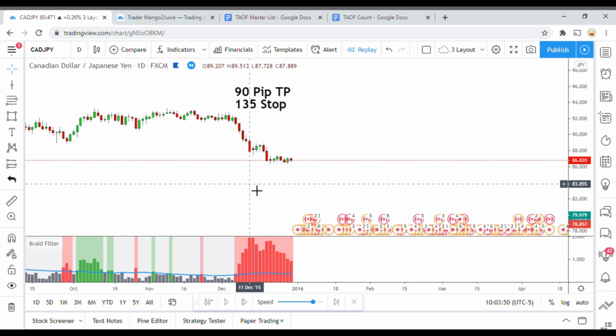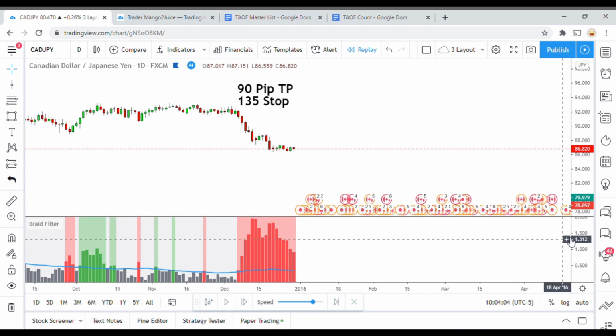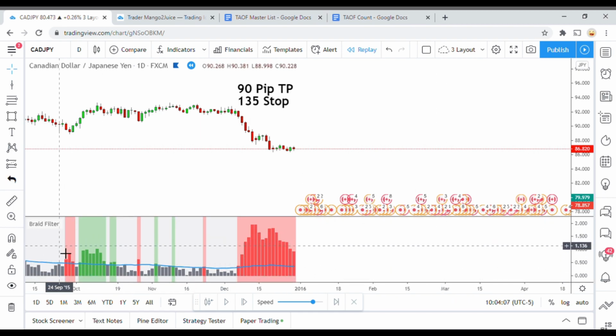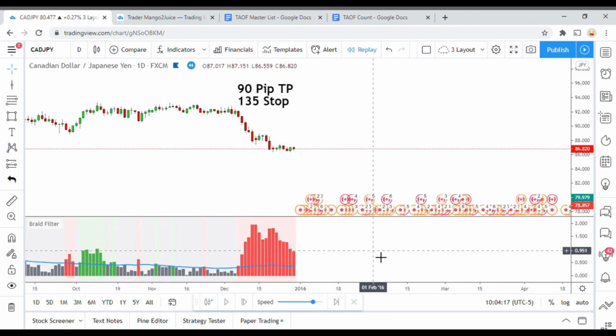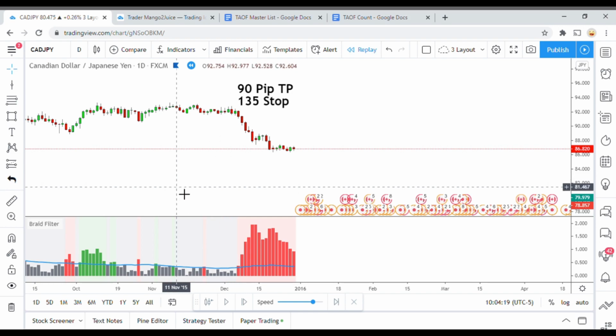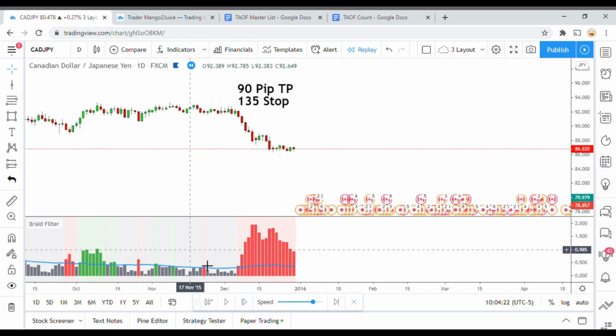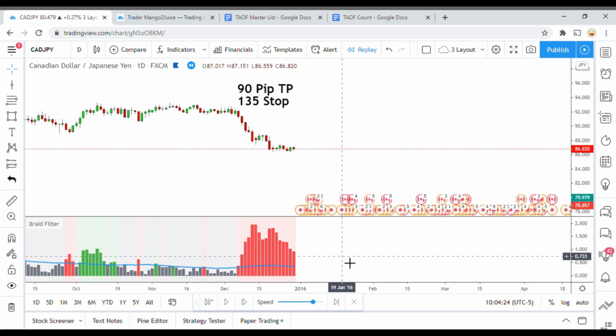There we go. So today's indicator is, as I said, the Braid Filter indicator. You can see it down here on the bottom of my screen. It's a relatively simple indicator, all in all. It looks a little bit different. I was playing around with it here, so it would actually look like this. This is kind of the default settings on it.